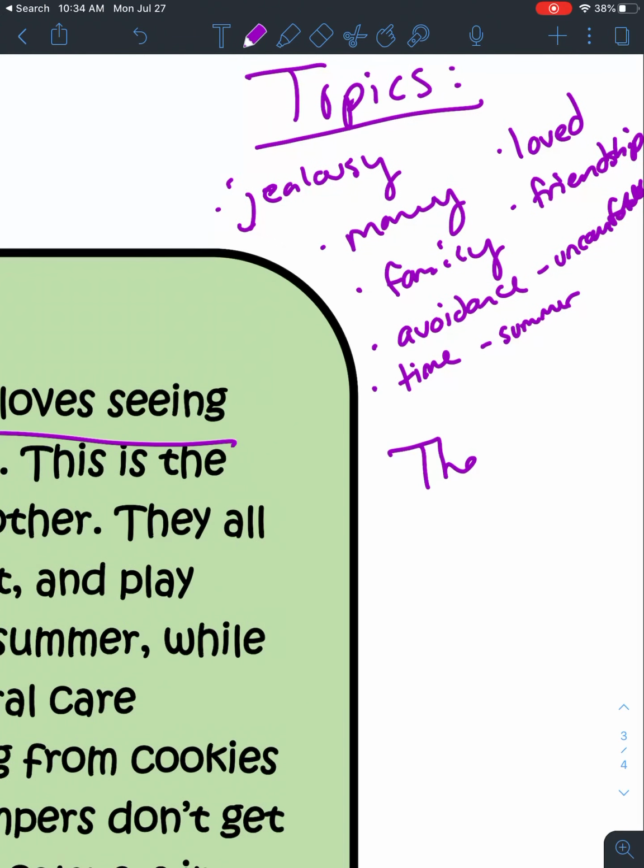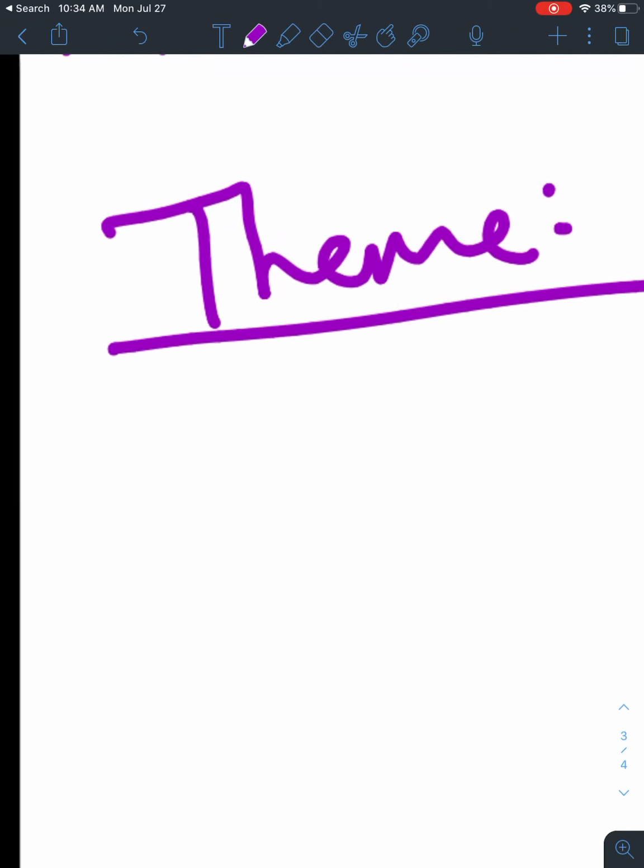Now with theme, we're going to pick one of these that we think is really important. So I'm just going to highlight the ones that I think are really obvious here. Okay, so I think jealousy is a little too obvious. Let's go for something less obvious here. Maybe the idea of family and connecting that with the idea of being loved. We can go with that.